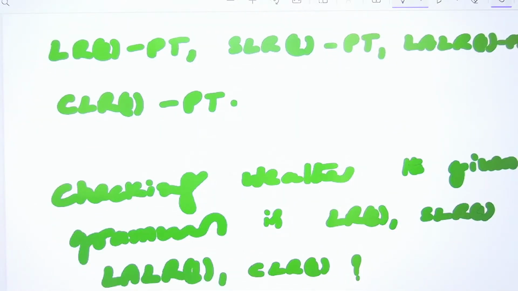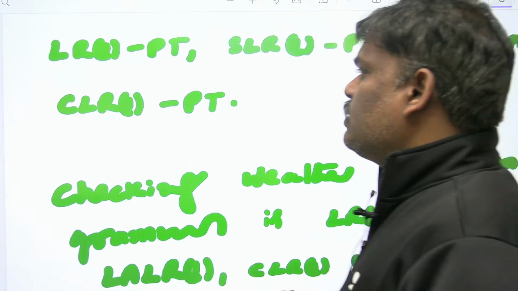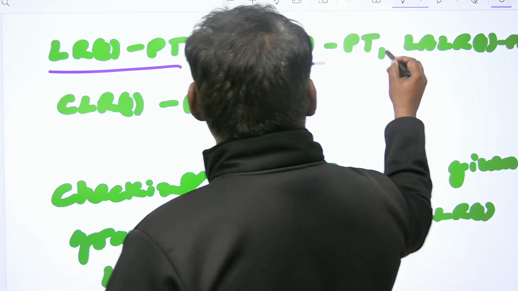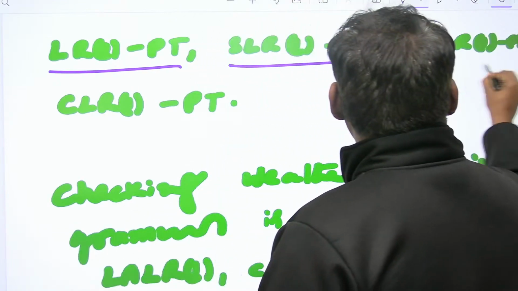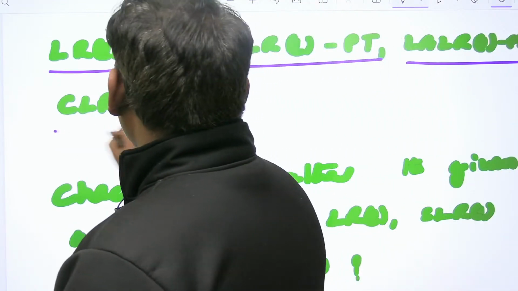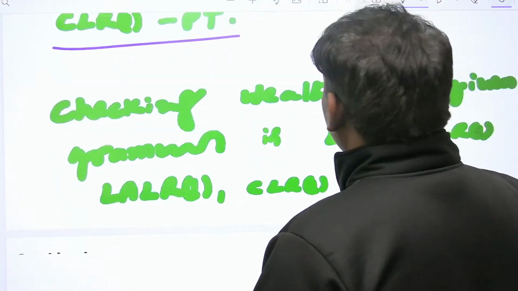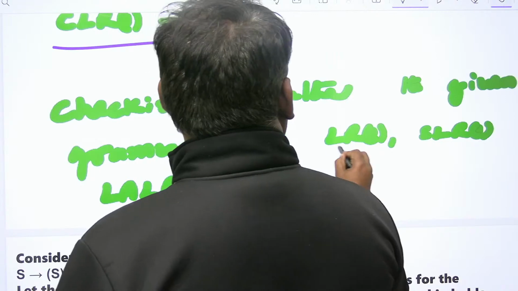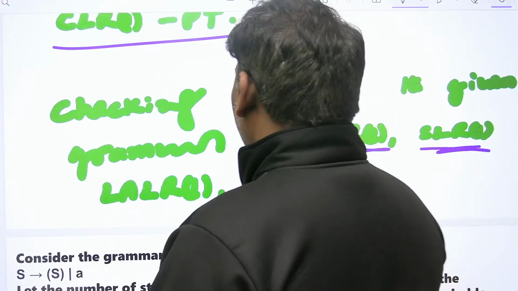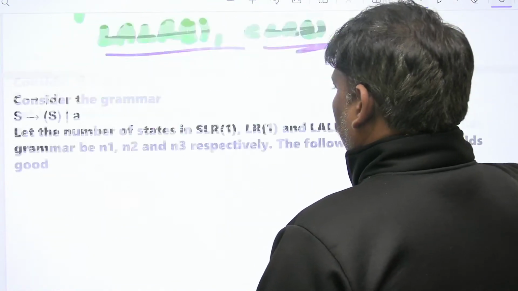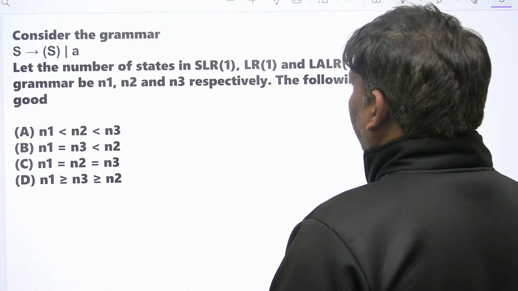Next one. In LR parser, what is important? See this one: LR0 parsing table construction, SLR1 parsing table construction, LALR1 parsing table construction, CLR1 parsing table construction. Next one, checking whether the given grammar is LR0 or not, SLR1 or not, LALR1 or not, CLR1 or not. These are the topics from the LR parsers.